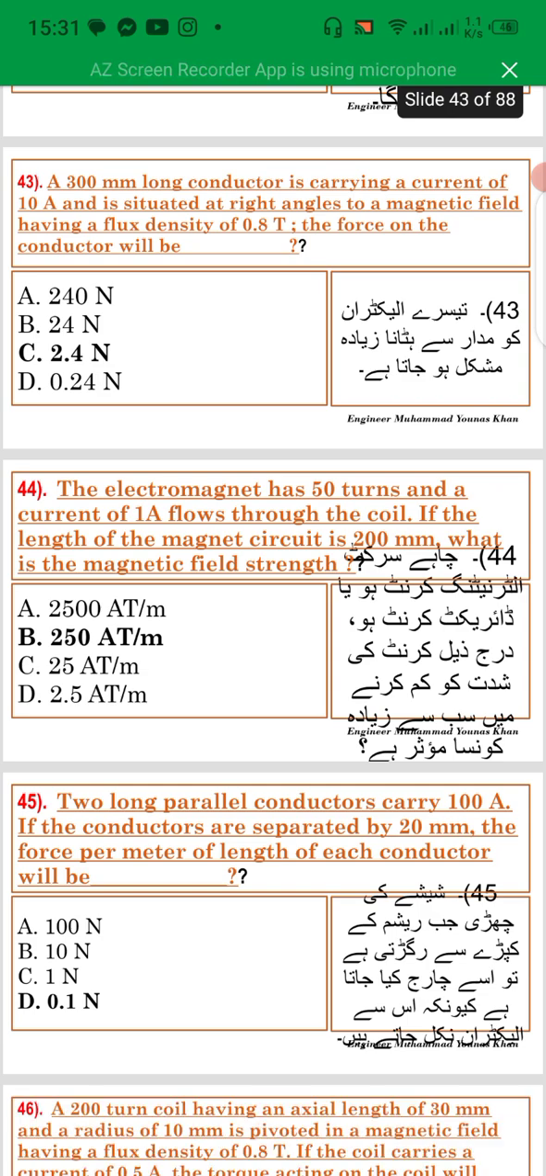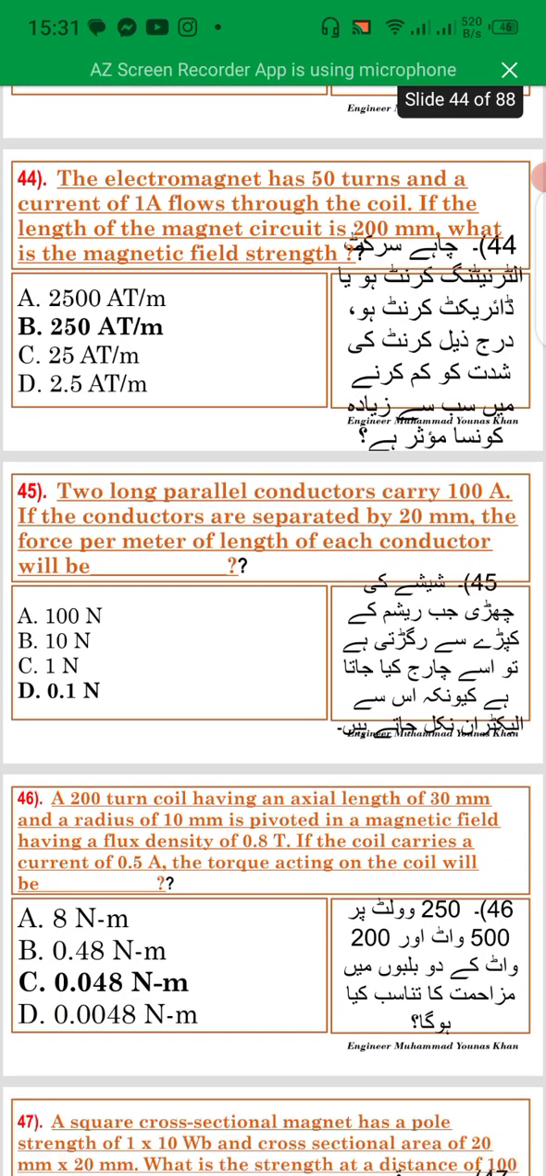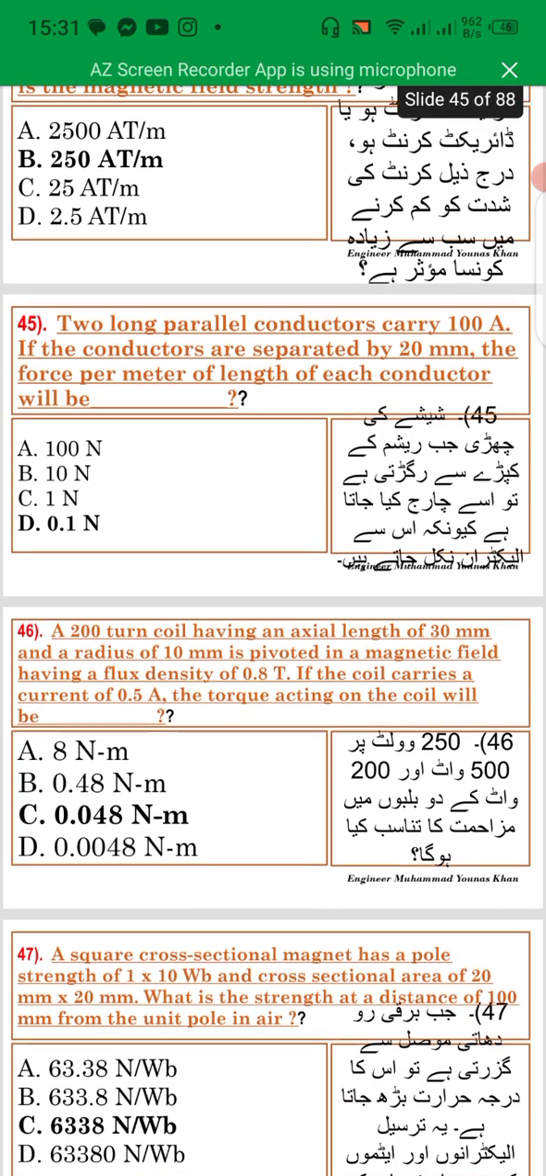A 300 mm long conductor is carrying a current of 10 ampere and is situated at right angles to a magnetic field having a flux density of 0.8 T. The force on the conductor will be 2.4 Newton. The electromagnet has 50 turns and a current of 1 ampere flows through the coil. If the length of the magnetic circuit is 200 mm, what is the magnetic field strength? 250 AT per m.